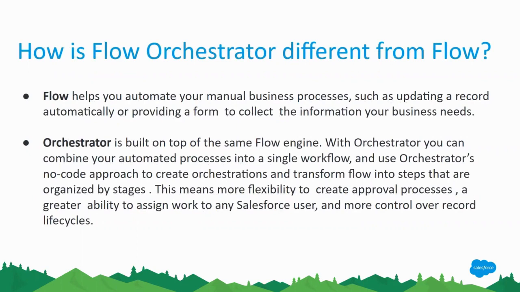So how is Flow Orchestrator different from Flow? Flow helps you automate your manual business processes, such as updating a record automatically or providing a form to collect the information your business needs. Whereas Flow Orchestrator is built on top of Flow. With it, all the automated processes can be combined into a single workflow. Like Flow, it also uses a no-code approach to create orchestration.